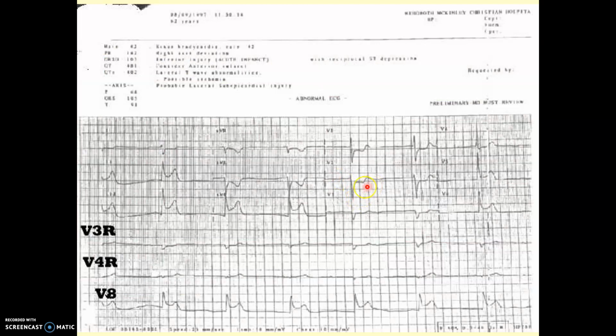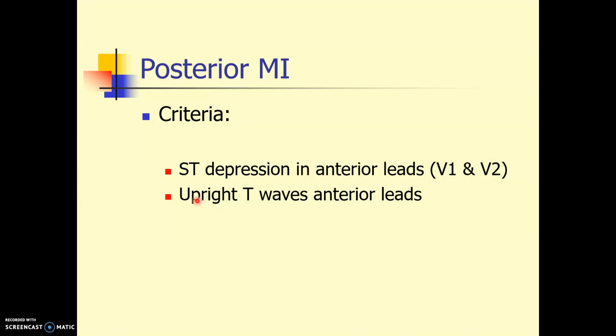Here's just another example of a posterior MI. Tall R waves, ST depression in V1, V2, and less so in V3. Some reciprocal changes actually in the lateral leads here. So the criteria for diagnosing a posterior MI is that you have ST depression in the anterior leads, upright T waves, and, sorry, it was shown here, prominent R waves in V1 to V3.